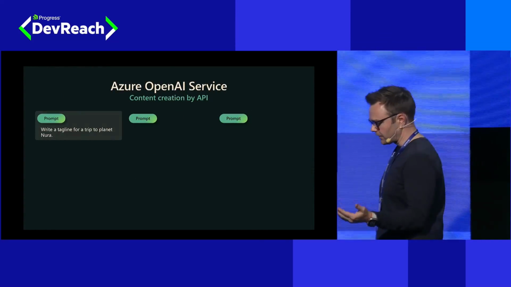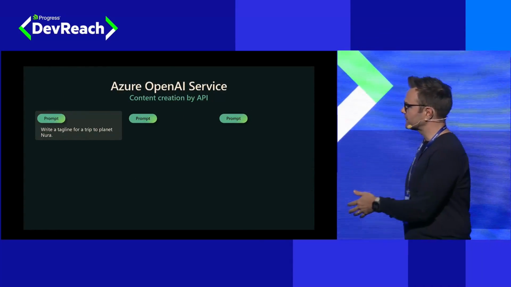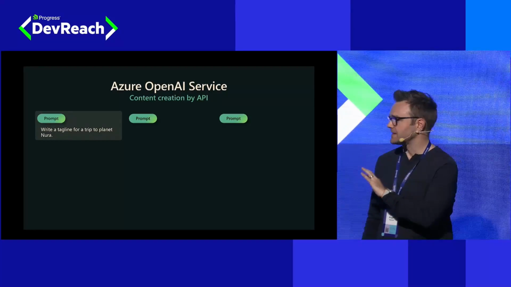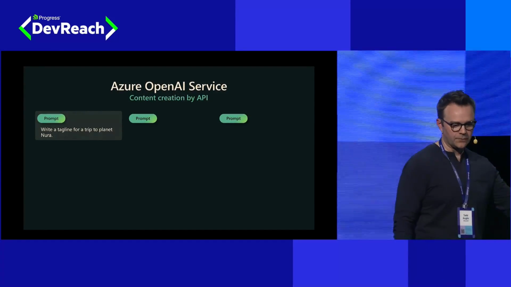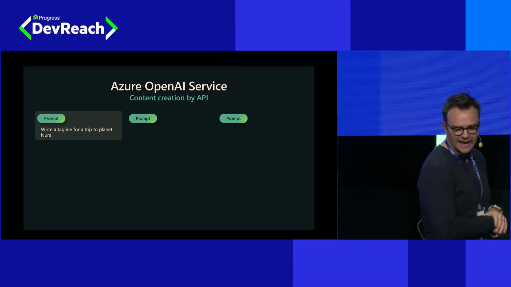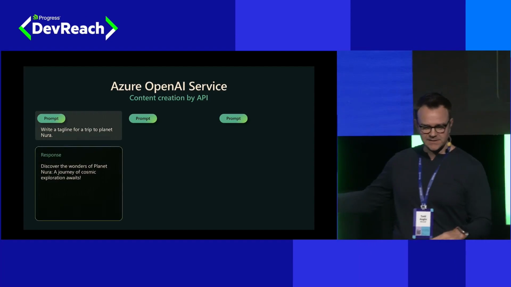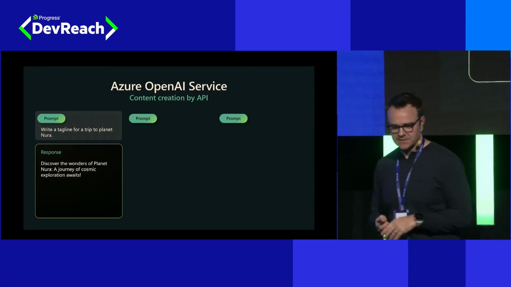So as an example here, using the Azure OpenAI service, we can give a few different prompts and see that the prompt has a heavy influence on the kind of answer we get back. So very basic: write a tagline for a trip to a planet Nura. No other context, we may get back this. We may get a nice, simple response.